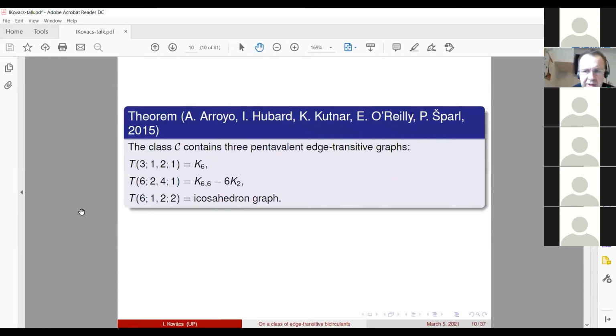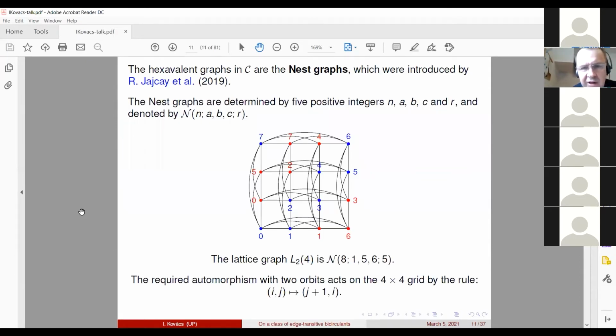It turns out that for the 5-valent case, in this class, there are only a finite number of H-transitive graphs. The icosahedral graph and 2 more small graphs: the complete graph on 6 vertices, and the complete bipartite graph on 12 vertices, K6,6 minus the complete matching. And that was proved by Arroyo, Isabella Hubbard, Claudia Kutner, Eugene O'Reilly, and Primož Potočnik in the same paper.